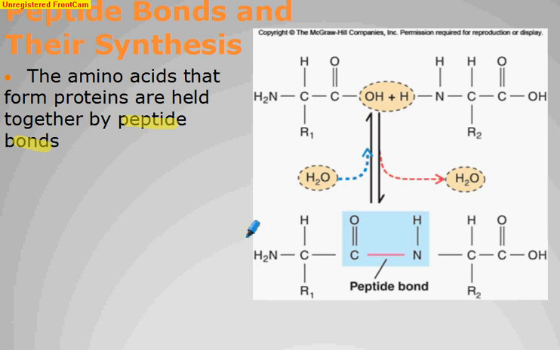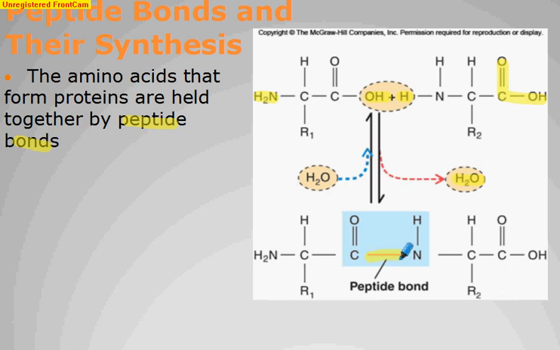reaction. So all we're doing here is showing specifically two amino acids. Here's the amino end, the NH2. This would be the carboxyl end of another amino acid. We take out water, an OH from one amino acid and an H from another. We remove those parts. We get water out, hence dehydration synthesis.